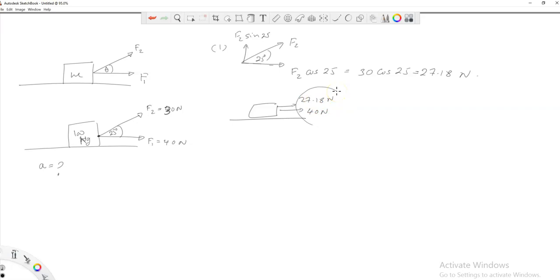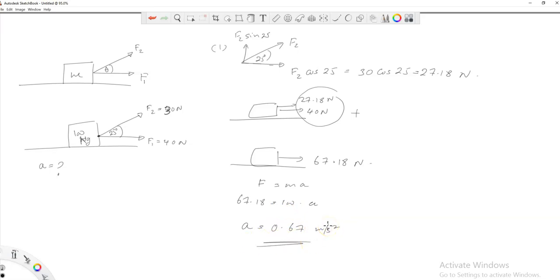Two parallel forces, what do we do? We add them. This gives us a single force of 67.18 newtons. Now we can write F equals ma. 67.18 equals 100 times acceleration. Divide by 100 on the other side: 0.67 meters per second squared.